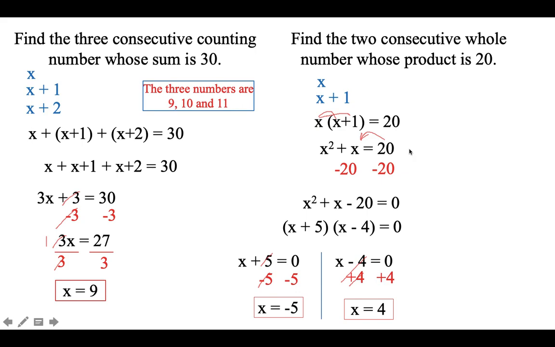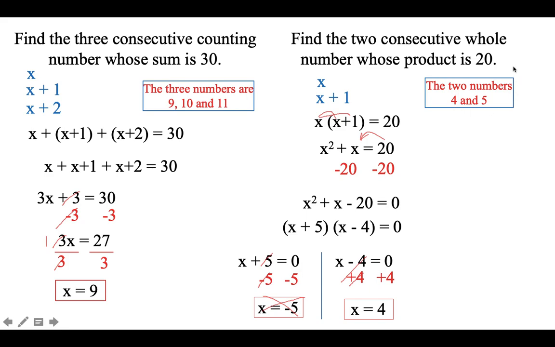Notice that we are looking for a whole number. Therefore, a negative number is an integer, so it means this one is rejected. We will only accept positive 4. This will be our first number. If our first number is 4, the second number is 4 plus 1, which is 5.